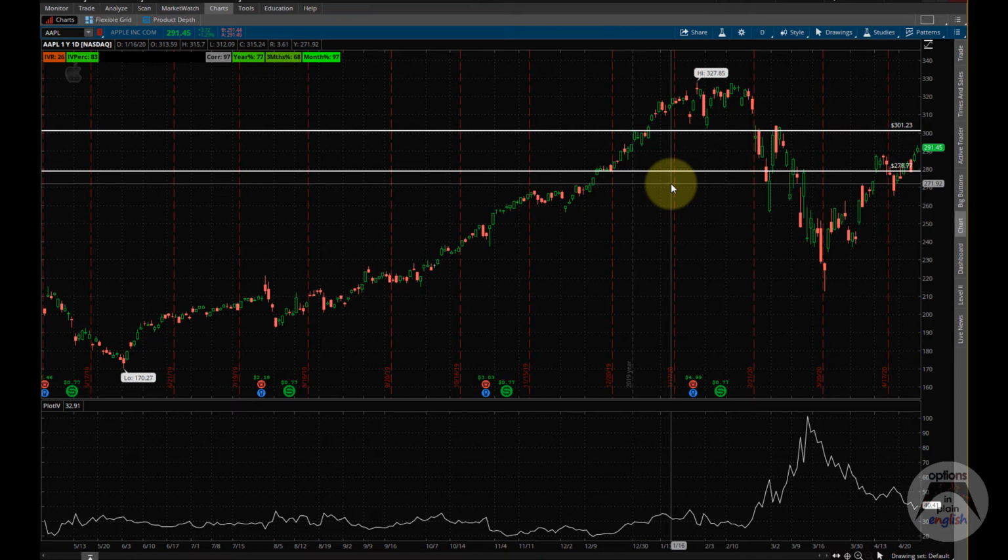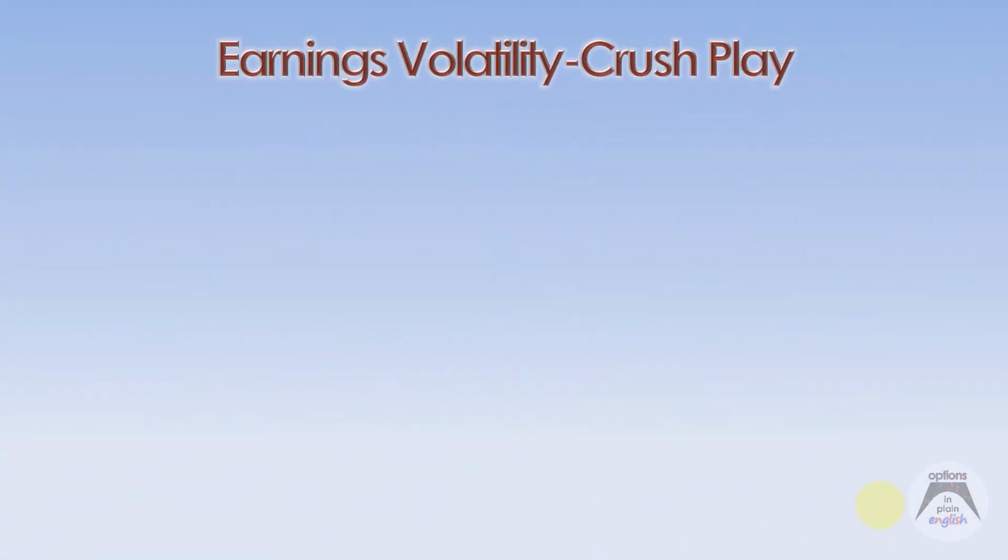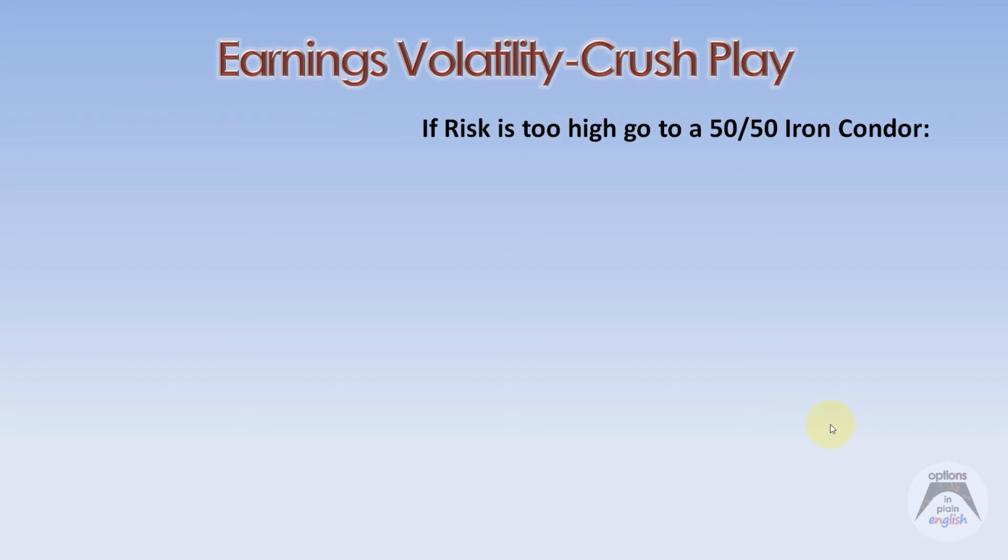and max loss. Well, in that case, what we would do is, instead of using an iron butterfly, we would switch to something similar, and instead of having a 50-50 iron fly or iron butterfly, we would go to a 50-50 Iron Condor. Now we're going to use an Iron Condor instead of an iron butterfly. So if the risk is too high, which is what we were talking about, so you don't want to put down so much money for a single bet, then go to a 50-50 Iron Condor instead of a butterfly.